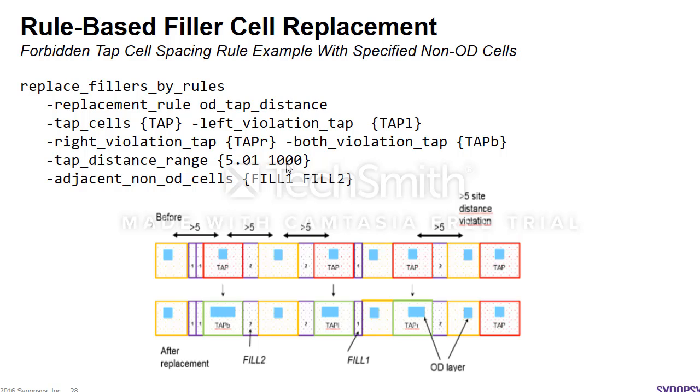In this part, if you have an adjust non-OD cell, the operation will only be performed if a cell in the specified list is immediately next to the tap cell. As I commented earlier, if the tap cell neighborhood is a feeder, then you will trigger this checking for this request filled by rules.